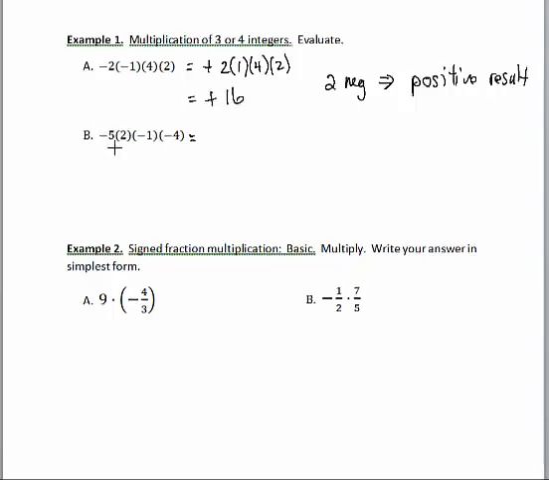For the second part of example 1, we have 5 times 2, which is 10, times 1, still 10, times 4, we would get the number 40. And of course we ignored the signs along the way, but all we have to do now is go back and count the negatives. 3 negatives results in a negative product. So this would be a negative 40.